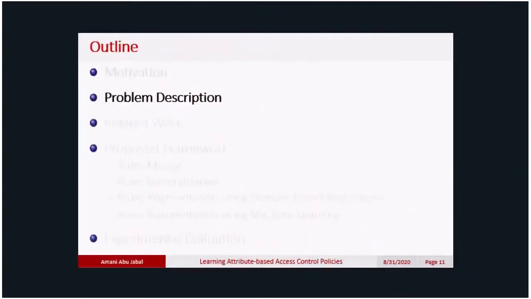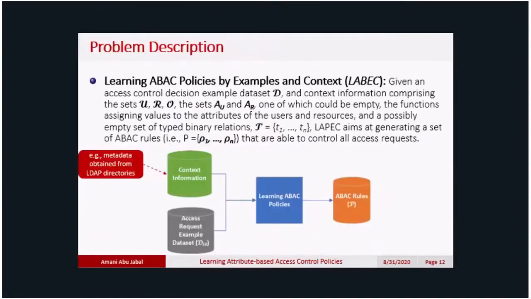Here we formalize the problem of learning ABAC policies. We use logs of access control decision examples, as well as context information, if available, which comprise the set of users, resources, actions, and their attributes, in addition to metadata obtained from LDAP directories and relations between users and resources, to generate a set of symbolic rules.